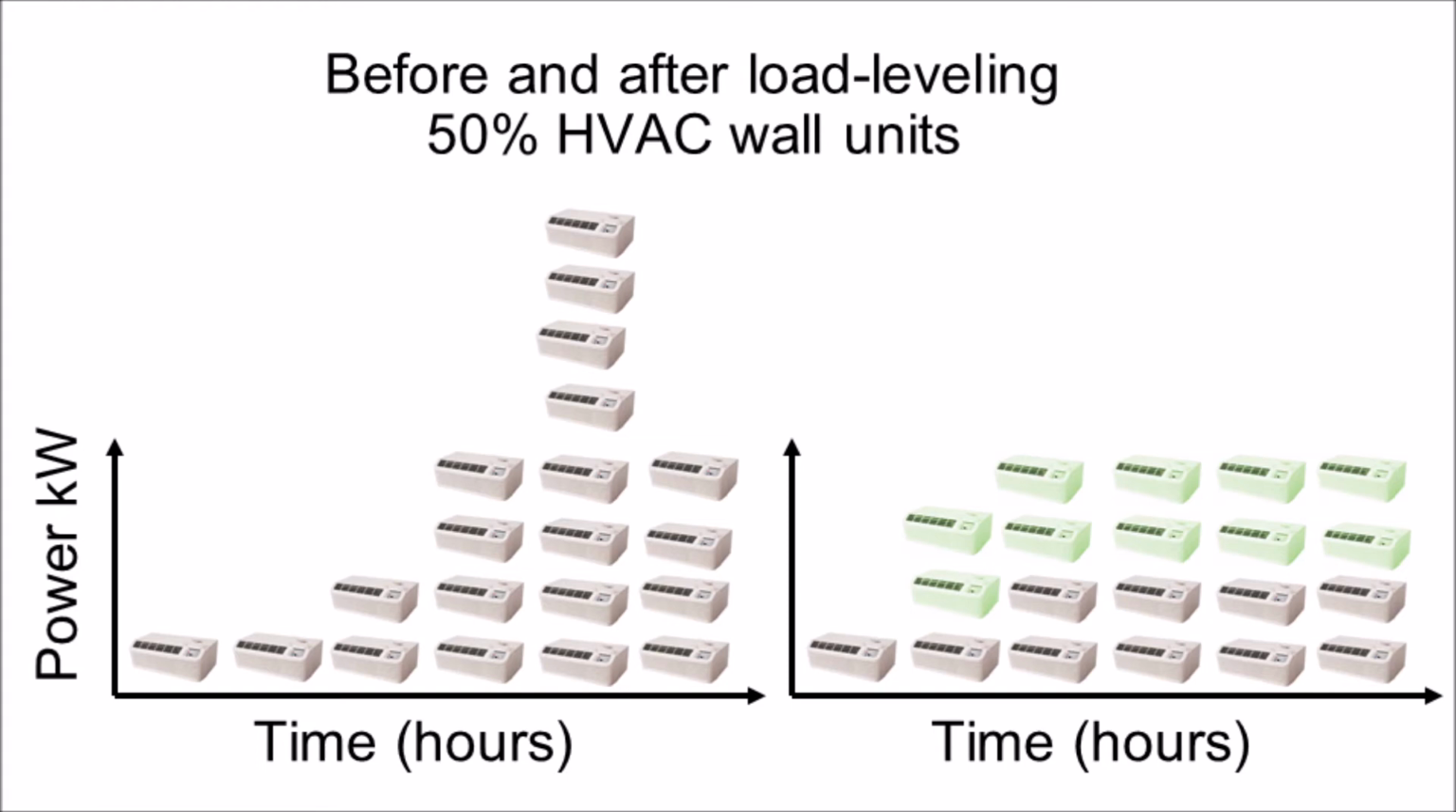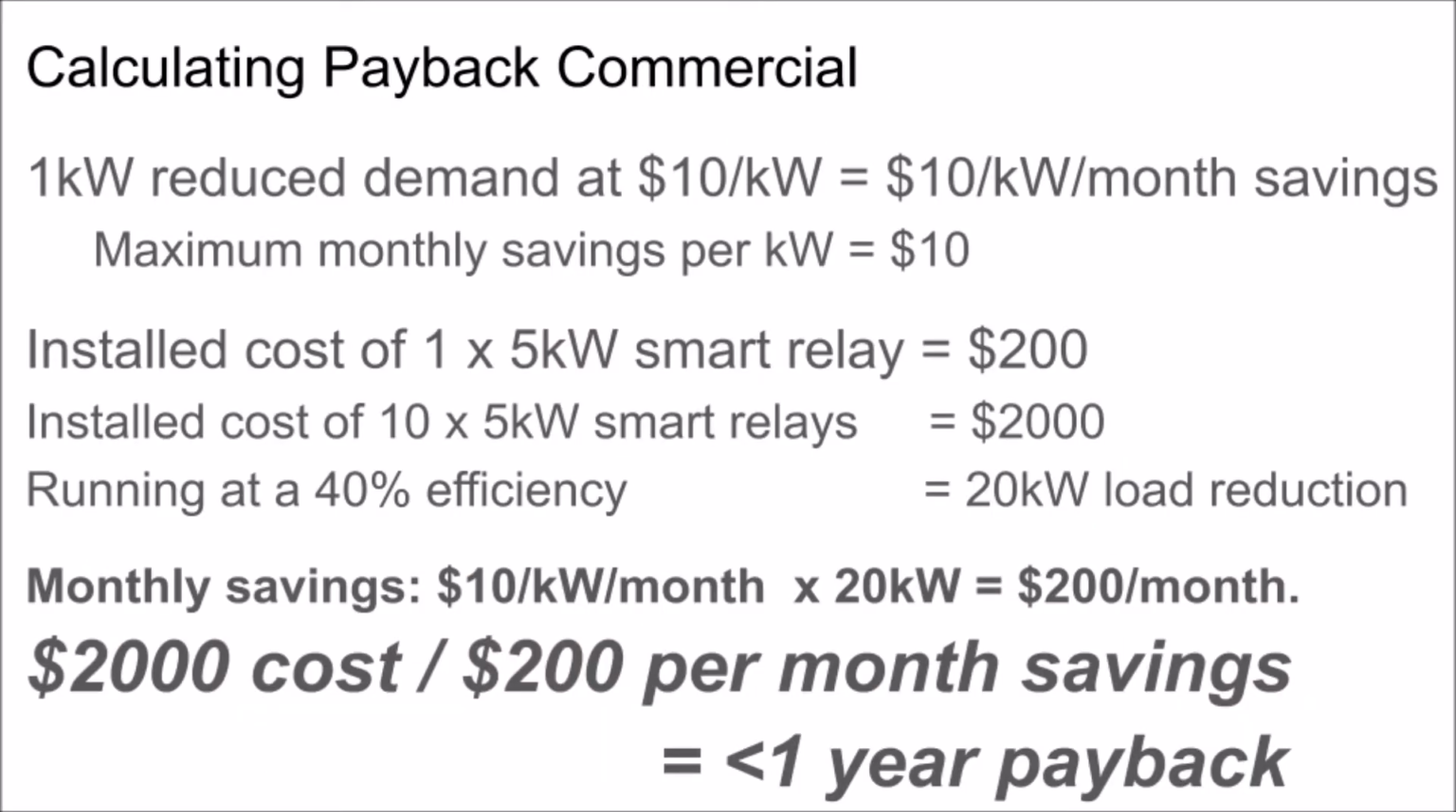The demand savings from taking 4 units off of the peak load at 5 kilowatts each is a 20 kilowatt reduction in building demand. At $10 per kilowatt, the demand savings would be $200 per month. And so if each relay switch were installed for $200 each, the project could have a 10-month payback. And the material cost of these switches is $90 when you buy one of them. And so this kind of price point is achievable within digital load controls.